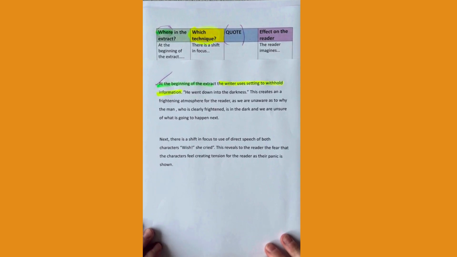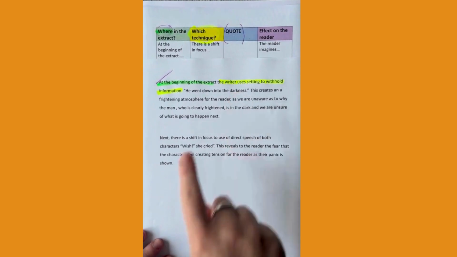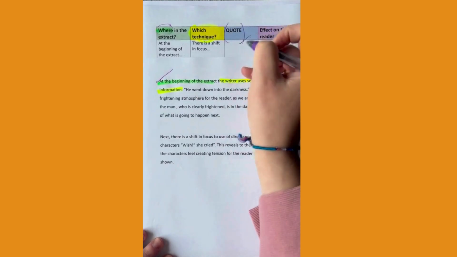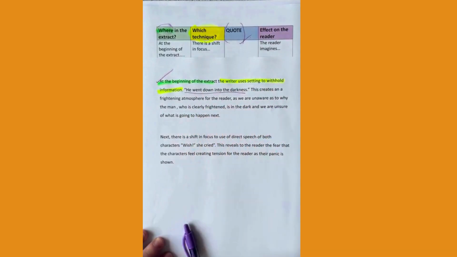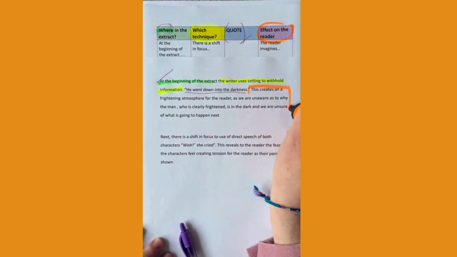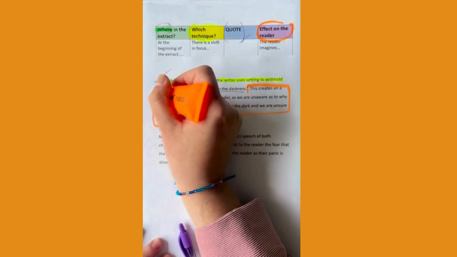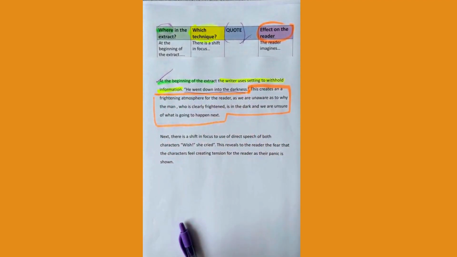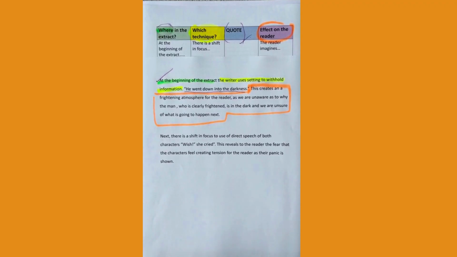As you can see, if you read through the rest of it, we've got a quote. I've got my quote there. And then, really importantly, the effect on the reader is the most important part. If you don't do the effect on the reader, you're missing out on vital marks. It's really important. So this creates a frightening atmosphere for the reader as we are unaware as to why the man, who is clearly frightened, is in the dark and we are unsure of what is going to happen next.